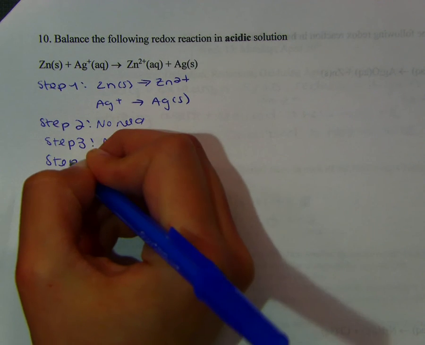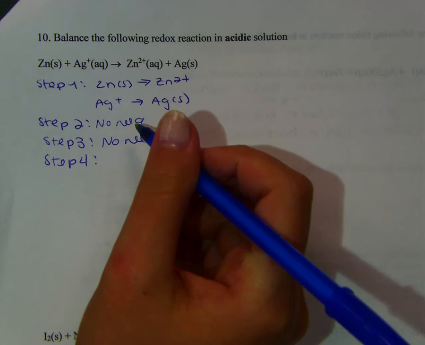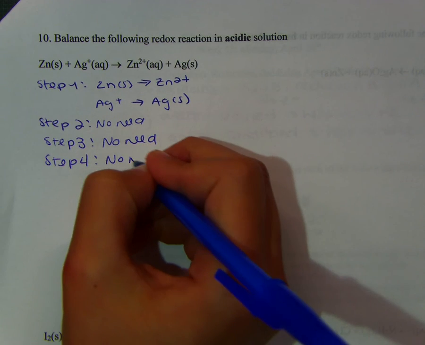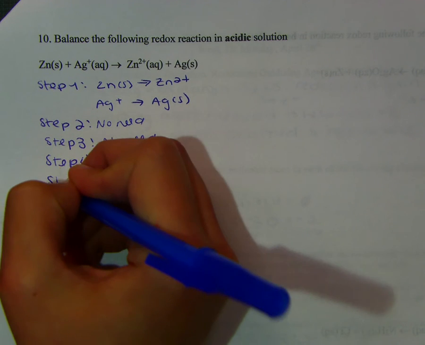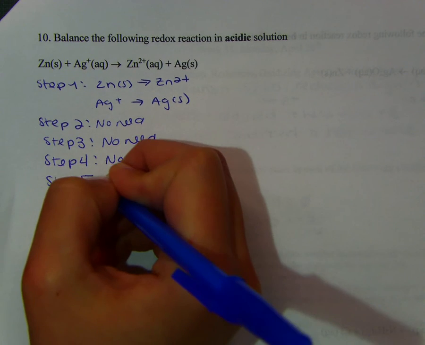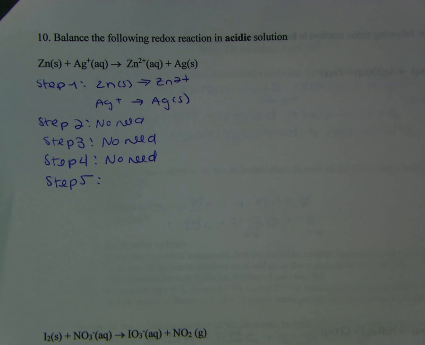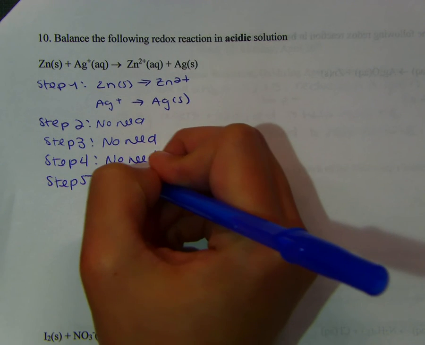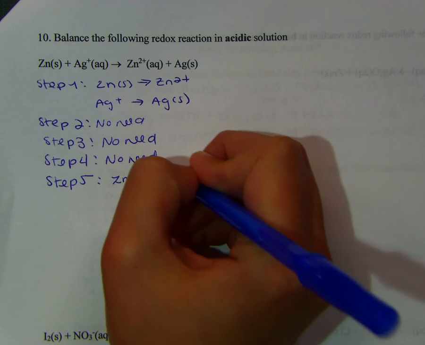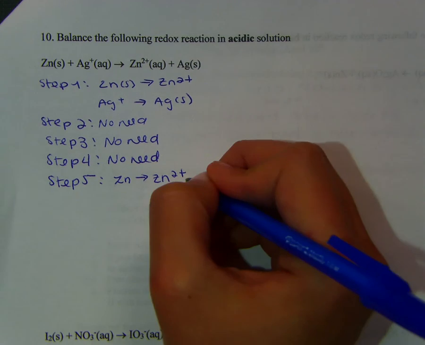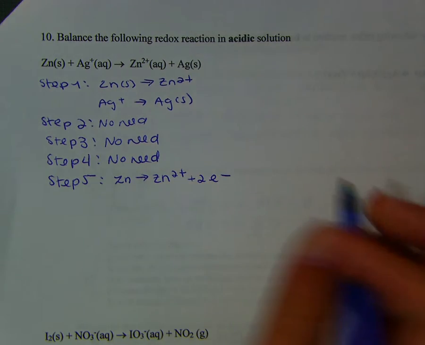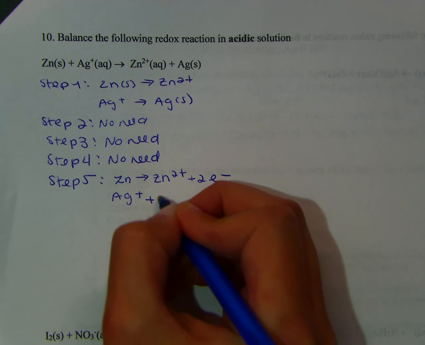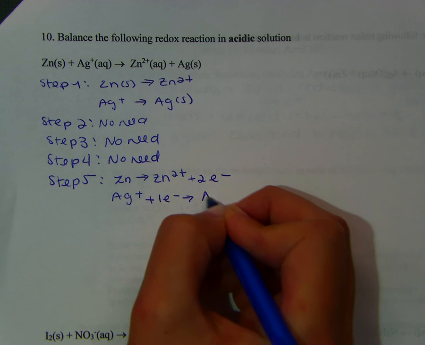Step 4. I need to balance the hydrogens from the waters I added. I didn't add any waters, so I don't need to do that. Great. Now, step 5. This is where we balance our charges. So, I have zinc going to zinc 2 plus, but it needs to have a 0 charge overall, so I add on my 2 electrons. I have silver plus, so I need to add on 1 electron to become silver solid.